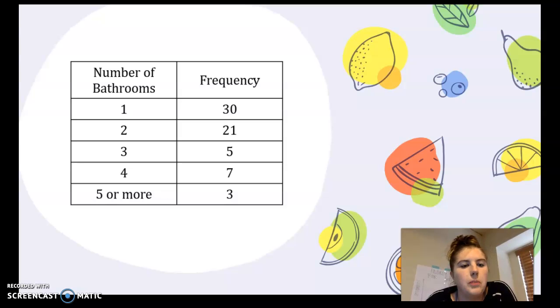21 people had 2 bathrooms, 5 people had 3, 7 people had 4, and 3 people had 5 or more bathrooms.